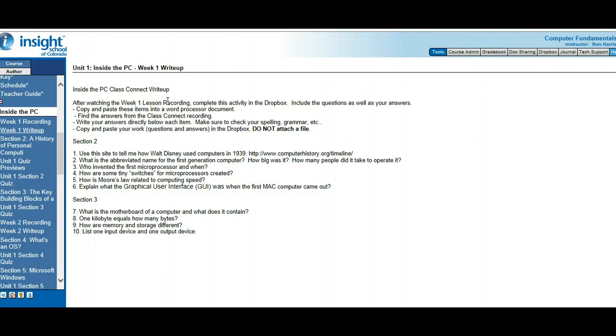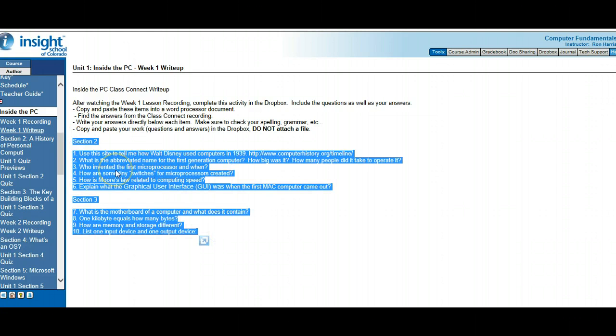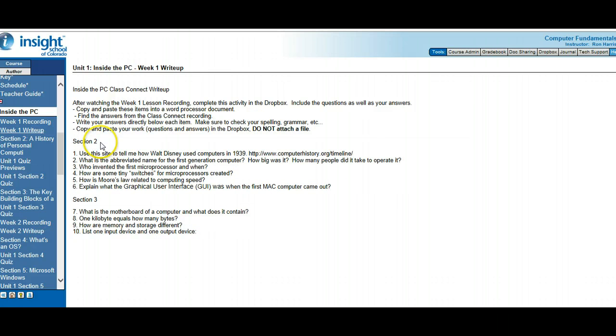And of course on these write-ups, just like the Getting Started write-up, you copy and paste into a word processor, find the answers as you watch this recording, answer within the word processor, and check your spelling and all that. Then you copy and paste everything into the Dropbox, not attaching a file. So you'd highlight all this, paste into a word processor document, find the answers as you watch this recording, and just copy and paste it into the Dropbox, not as an attached file.